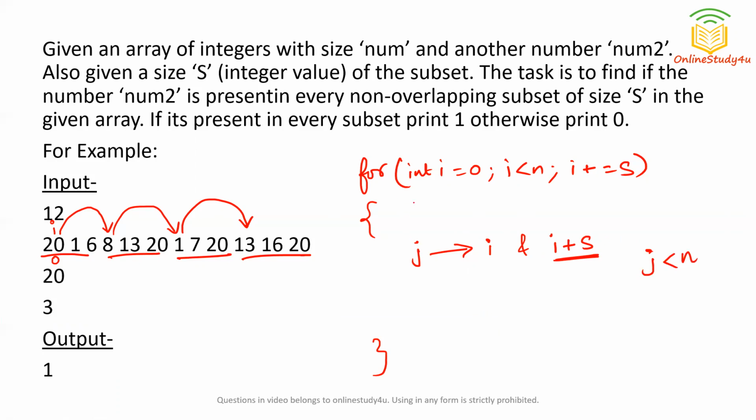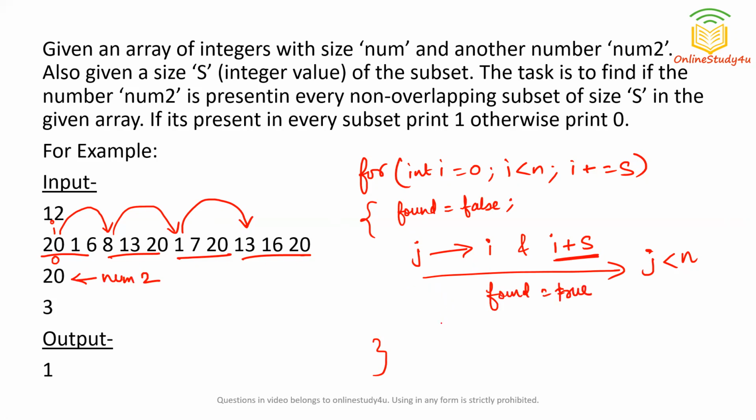Now I will keep a variable with the name found, which initially I will store as false. And if in this iteration, in the internal loop iteration, any element of the subset matches with the value num2, then I will make found equal to true. Then, after this internal loop gets completed, I will check if found is true, meaning the element is present in the subset. If it is true, I will do continue, meaning the control will go to the next iteration.